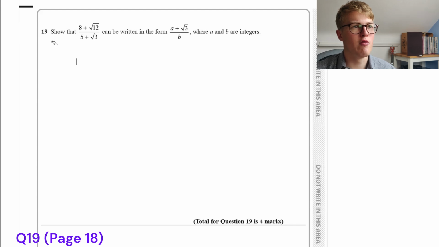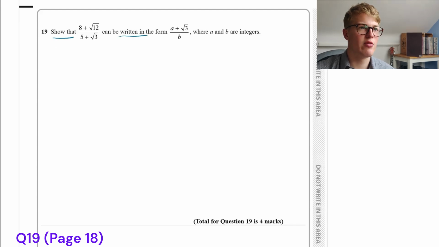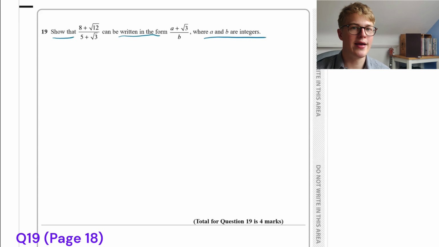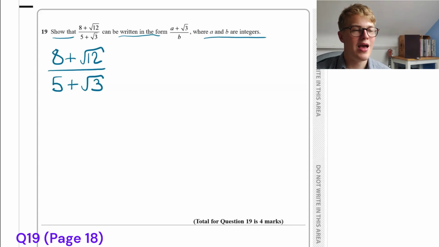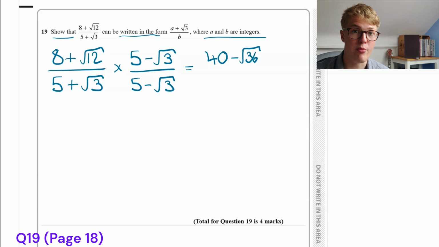as our answer. Show that 8 plus the square root of 12 over 5 plus the square root of 3 can be written in the form a plus root 3 over b, where a and b are integers. We've got 8 plus root 12 over 5 plus root 3, and we multiply this by 5 minus root 3 over 5 minus root 3, because it cancels the square roots on the bottom of the fraction.